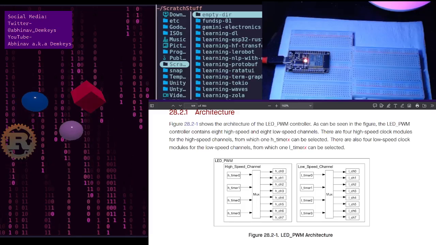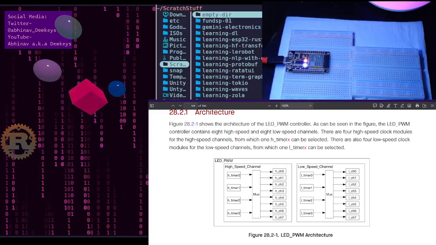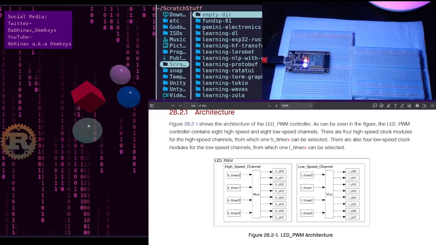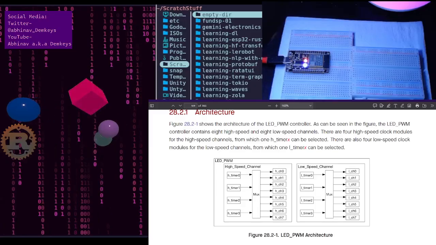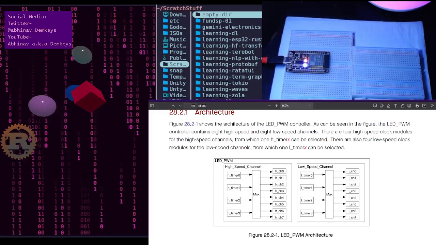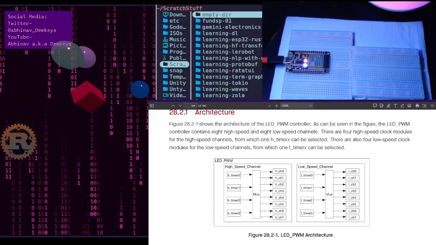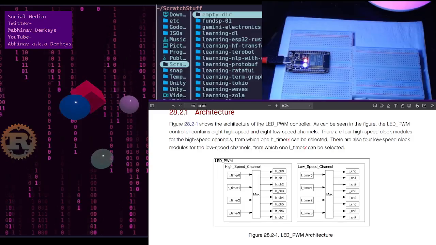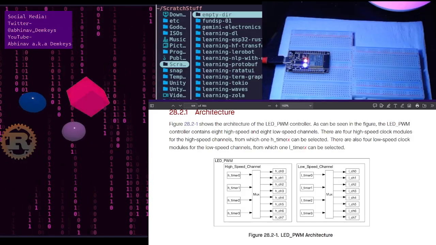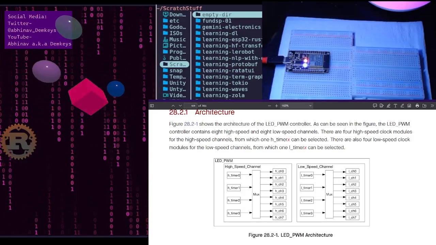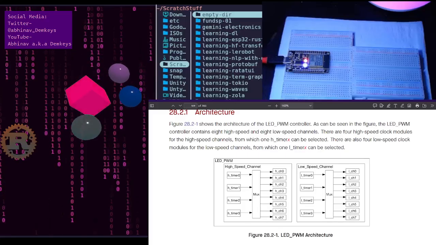Like, is it that a smaller number of, I think, okay, I'm trying to think: in PWM, are we controlling the voltage or the current?